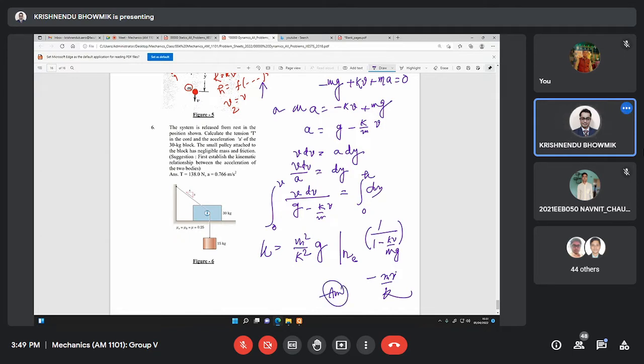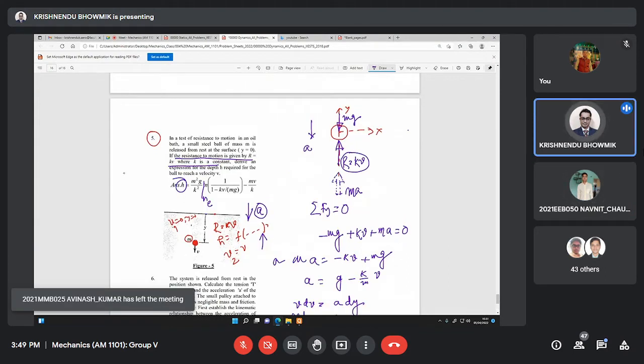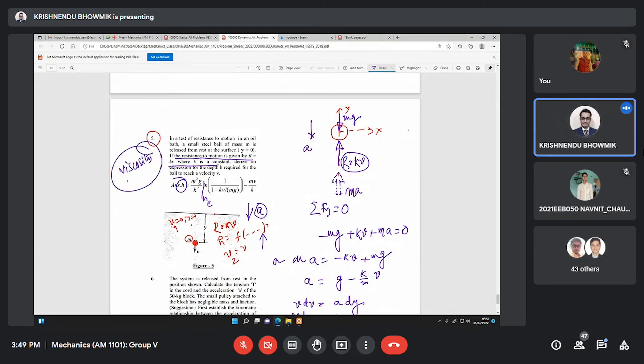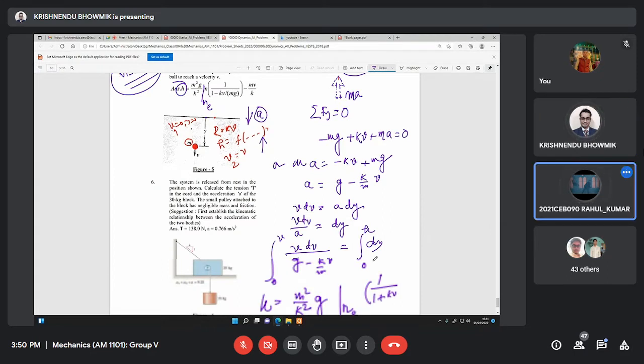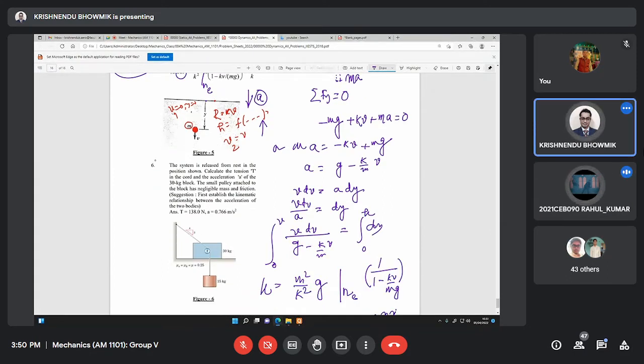Next problem. Any other problems you are having? Is it okay now? R is the resistance actually due to viscosity. This is basically due to viscosity, this resistance. Okay, mainly due to viscosity. So problem six, this one. I have not solved this before.